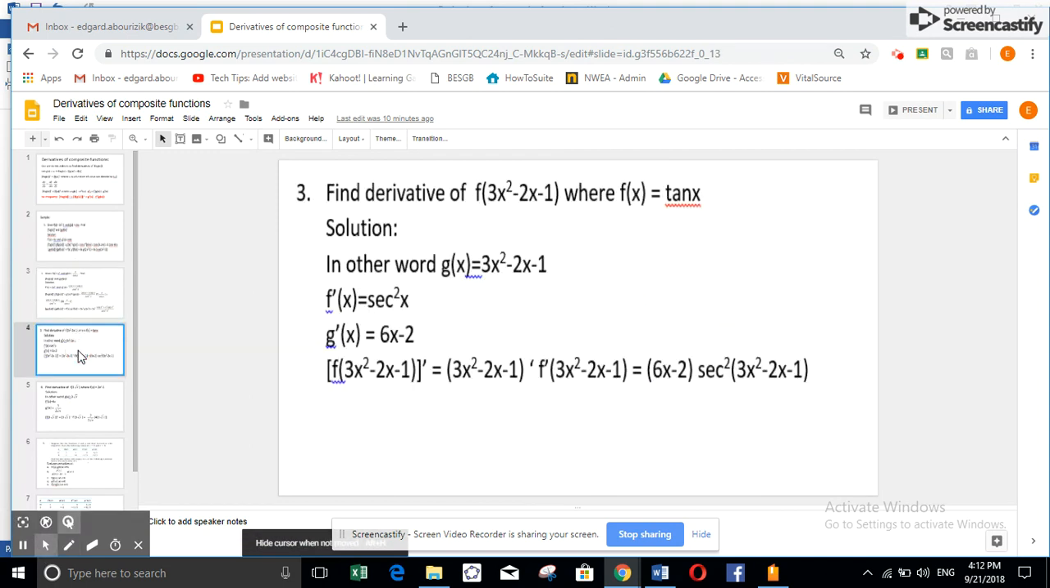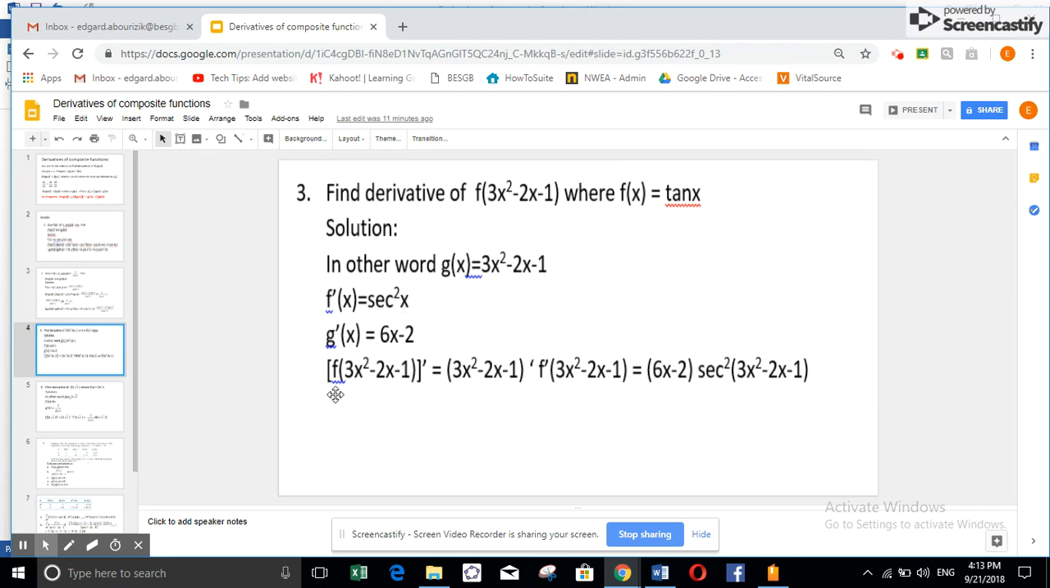Let us take another example here. It's another way of asking the question. You want to find the derivative of this whole expression. This expression is also f(g(x)). So let us say, in other words, let g(x) be 3x squared minus 2x minus 1, and this is f(x). Let us do g prime. The derivative is 6x minus 2. The derivative of tangent is secant squared.